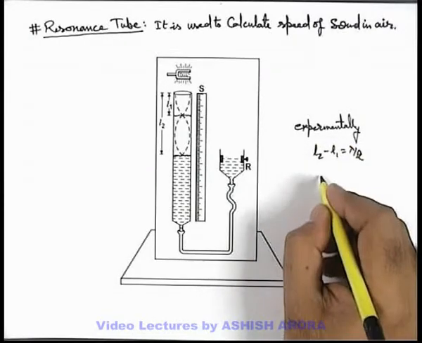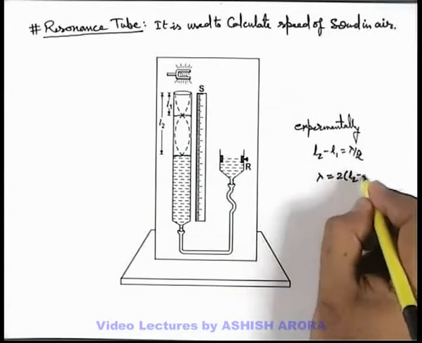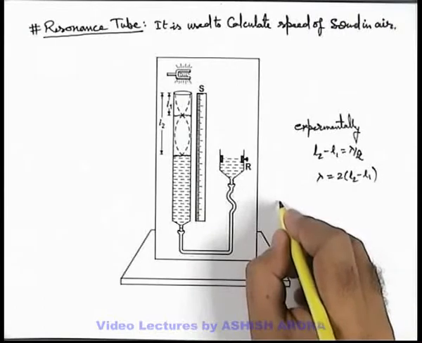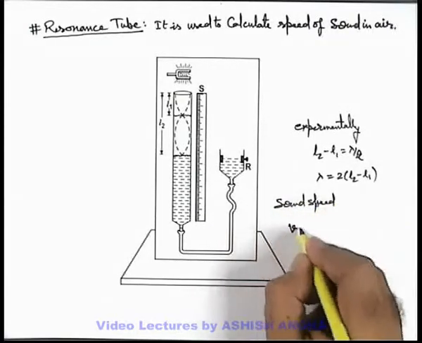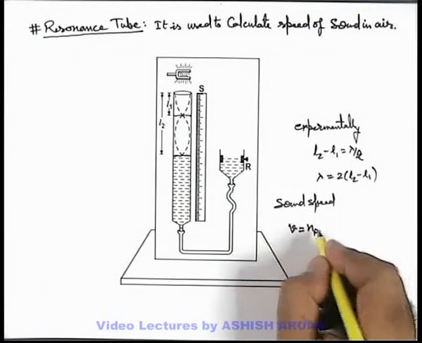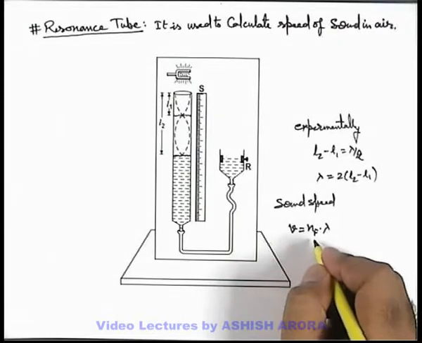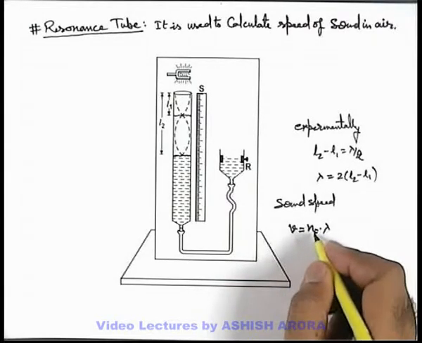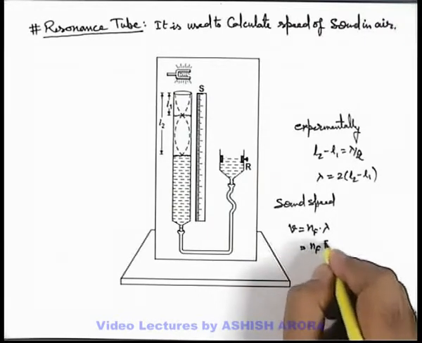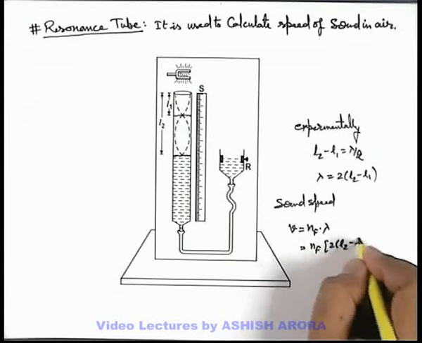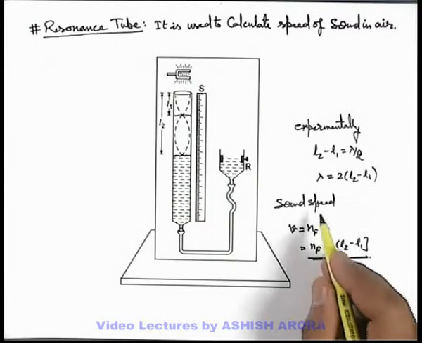And in this situation the wavelength lambda which we have experimentally calculated is twice of L2 minus L1. And from here we can find out sound speed by using the relation speed will be frequency of tuning fork multiplied by wavelength. And the frequency of tuning fork is already embossed on tuning fork, which is known. So it can be given as frequency of fork multiplied by twice of L2 minus L1. This is the expression by which we can find out the sound speed in air.